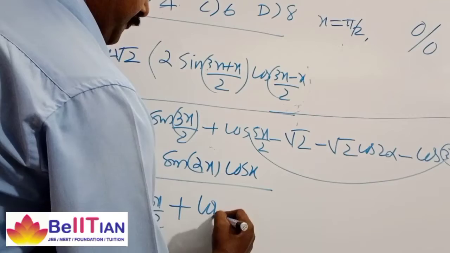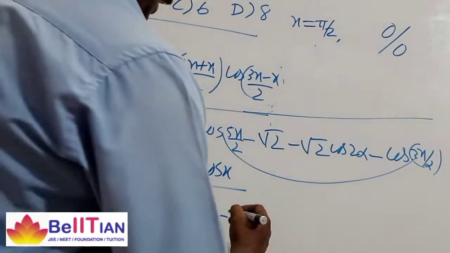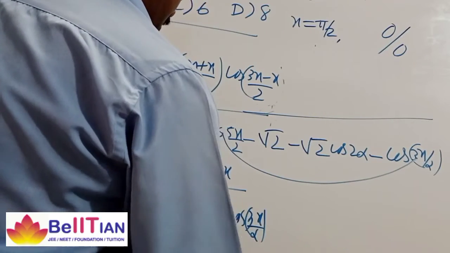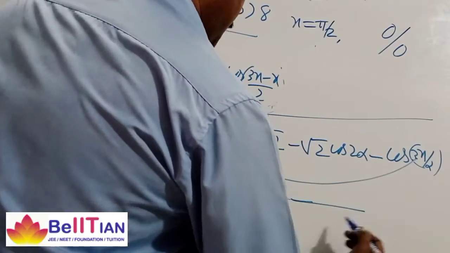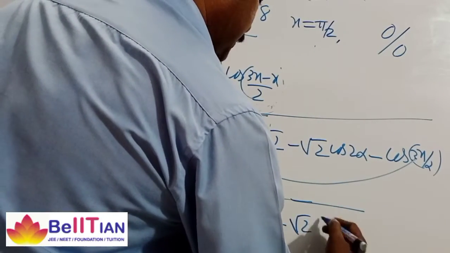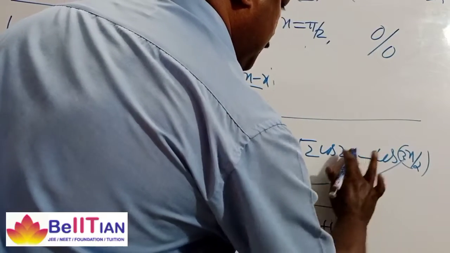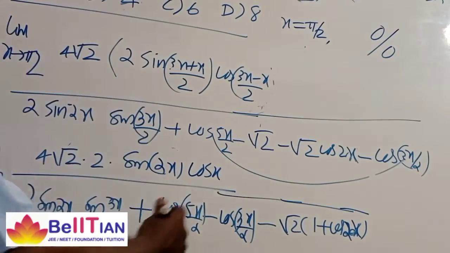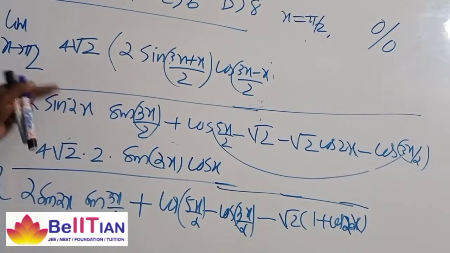So cosine of 5x divided by 2 minus cosine of 3x divided by 2, and this again has a minus; we have now these two terms. So I write this is equal to root 2 times 1 plus cos 2x. This is cos 2x, not alpha, cos 2x. So this is the reduced form of this expression.